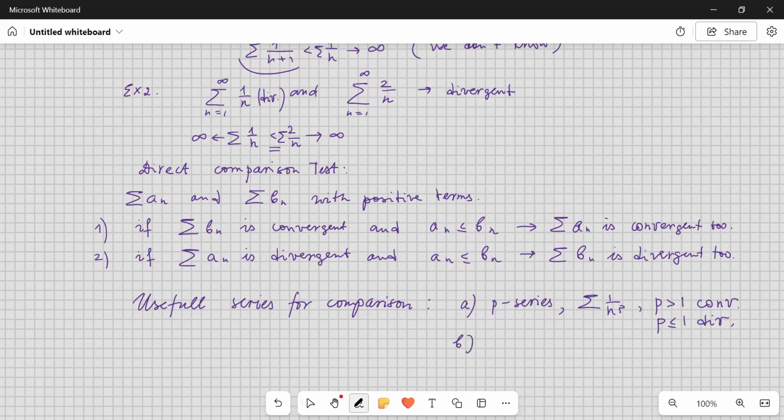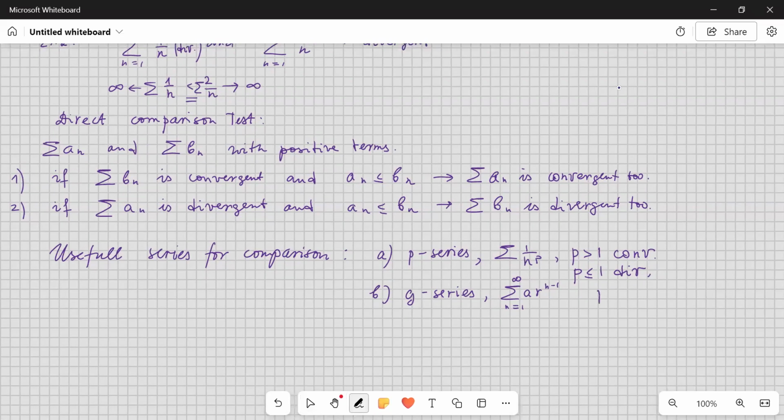Number two, geometric series. I'm going to write down the general formula for a geometric series: a r to the power of n minus 1, n from 1 to infinity. So the first term is a. For the geometric series, the rule is: r less than 1, convergent. I would say that r greater or equal than 1, well, generally speaking, it's not exactly divergent, but we're going to say that greater or equal than 1 is divergent, okay?